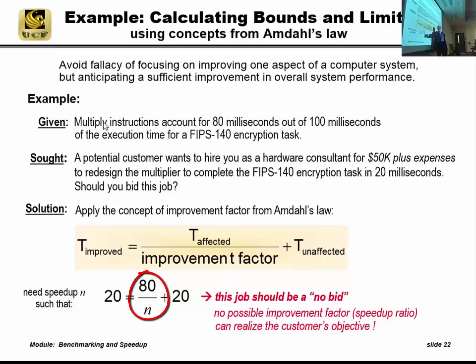Low-hanging fruit, right? Again, we see this: if you make n very large, this term gets close to 0, and you still can't meet the customer's objective. But then we're getting back to this divide by 0 business.